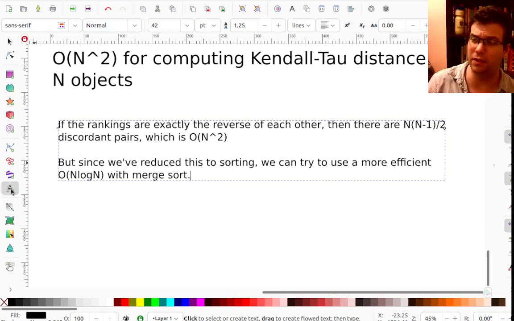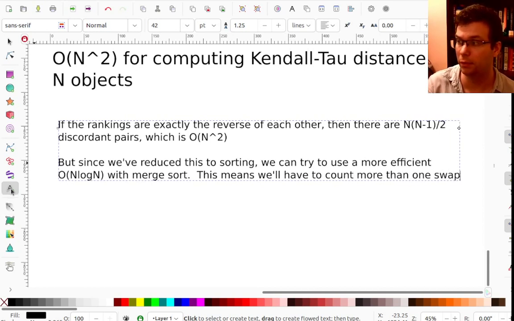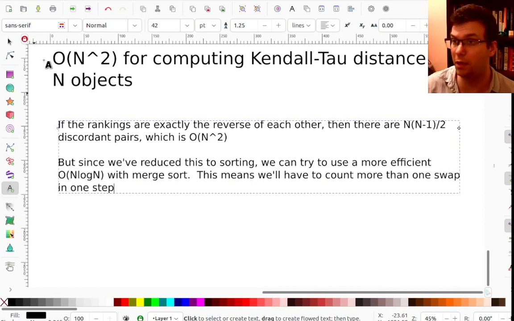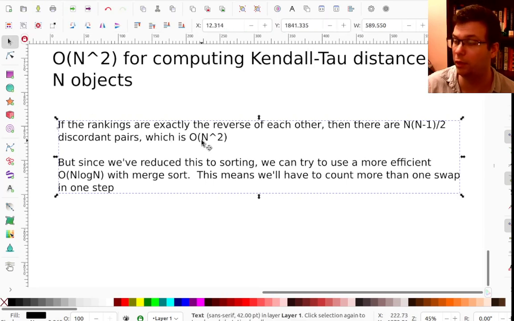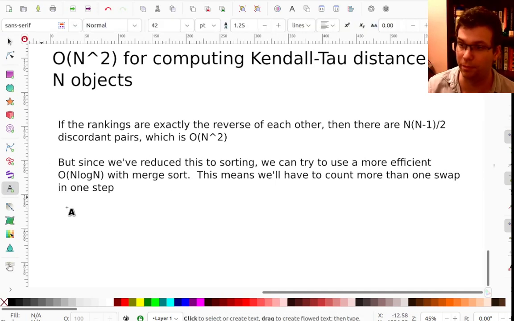What this means is we'll have to count more than one swap in one step. Otherwise, we could have a case where the Kendall tau distance is supposed to include n squared swaps, n squared discordant pairs. But we're going to have to count them faster than that. We're going to have to count multiple swaps in one step. So let me show you an example of this, and I'll explain how merge sort can do that more efficiently.